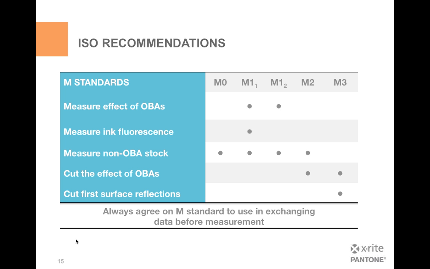But the bottom part is probably the most important of anything, which is really to agree on what M standard you're using if you have to exchange data. So you have a workflow question about what M standard you may want to use to make your whole workflow work as cleanly as possible. But the next piece is if you need to exchange data or meet data standards, then you need to agree and check that M standard before you start doing that process. So that's what we'll see as we move to this next slide.